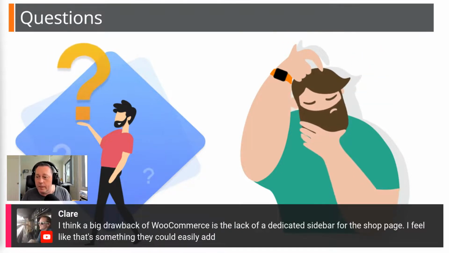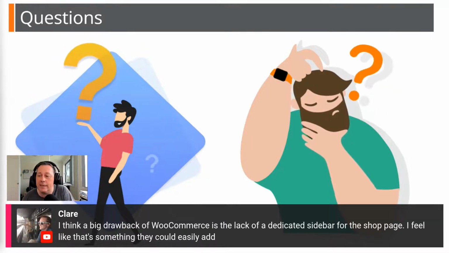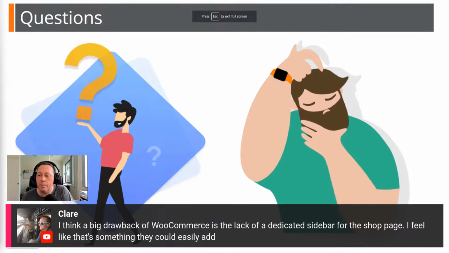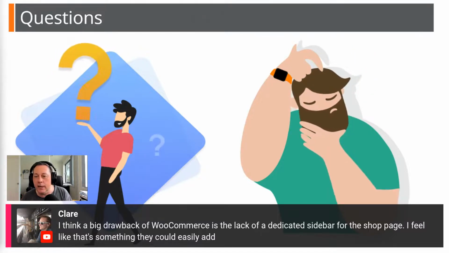We've got Claire says, I think a big drawback of WooCommerce is the lack of a dedicated sidebar for the shop page. I feel like that's something that they could easily add. I completely agree with you, Claire.